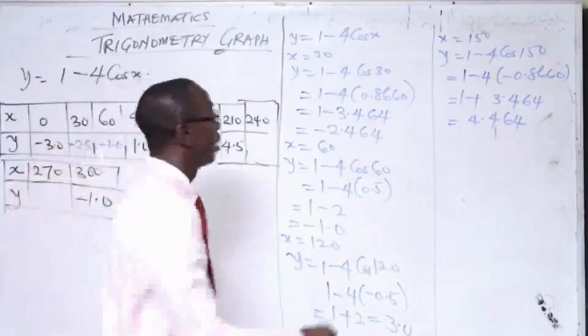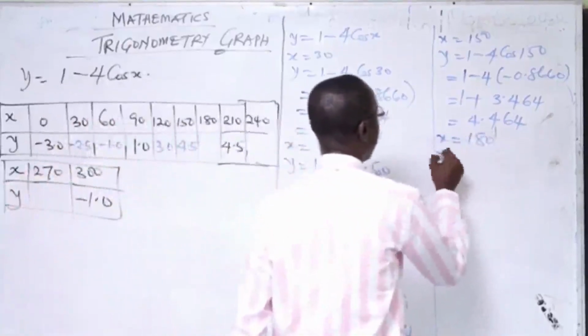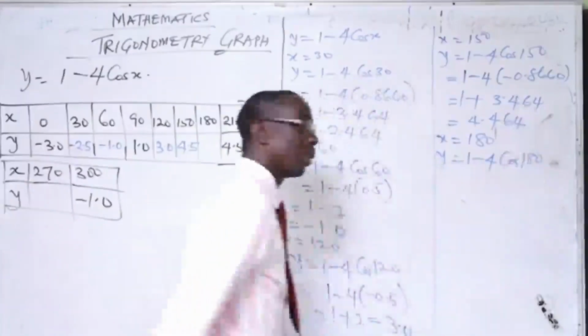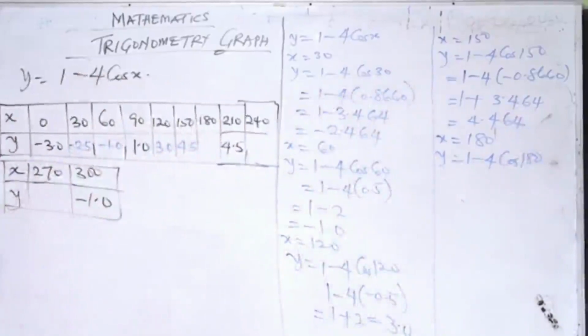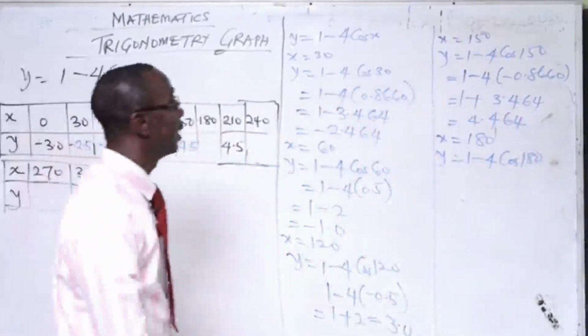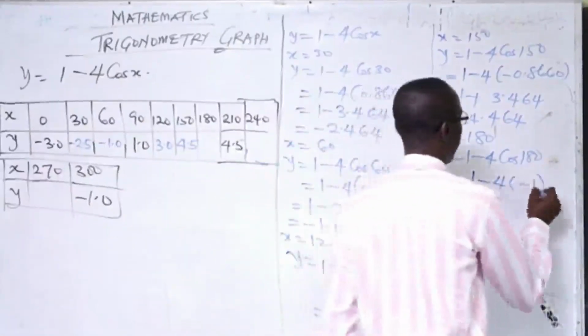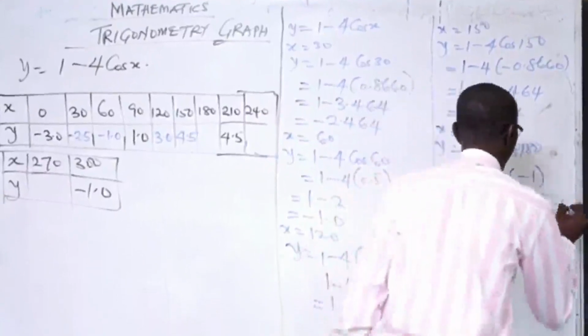Yes, sir. Great. x is equal to 180. Your y now will be 1 minus 4 cos 180. Cos 180. Okay, if cos 0 is 1, cos 90 will be 0, cos 180 will be minus 1. So 1 minus 4 into minus 1, this will be 1 plus 4, and that is 5.0.